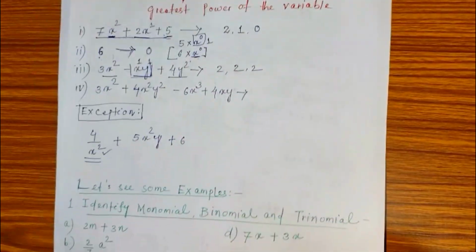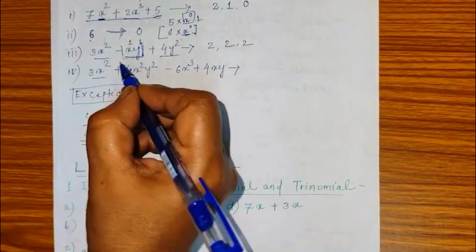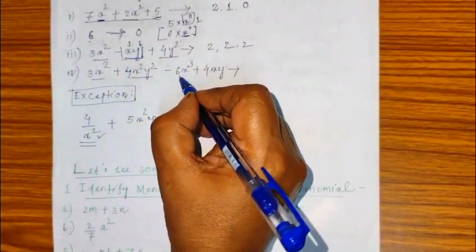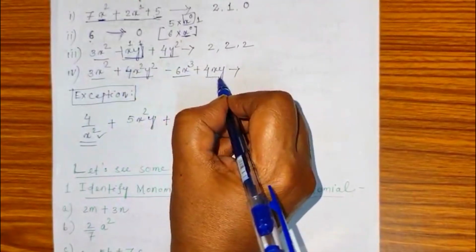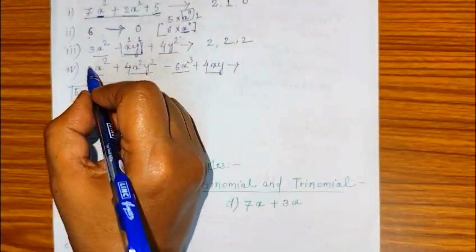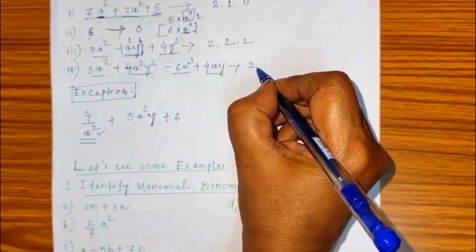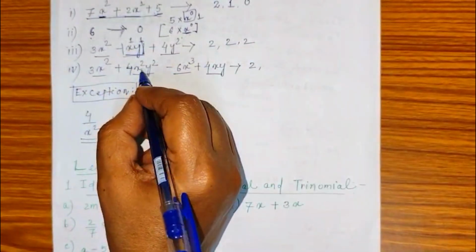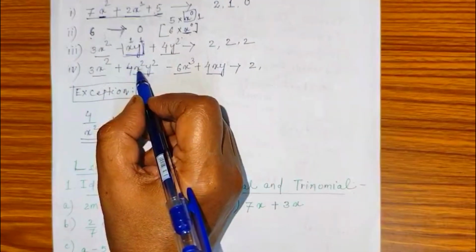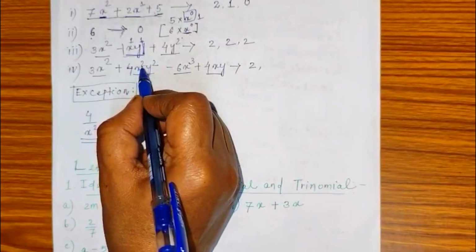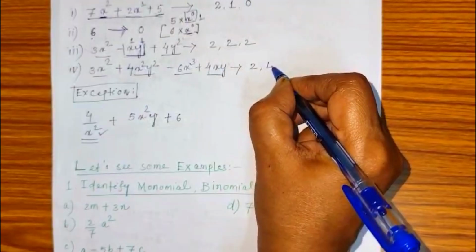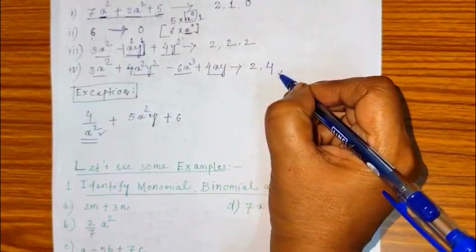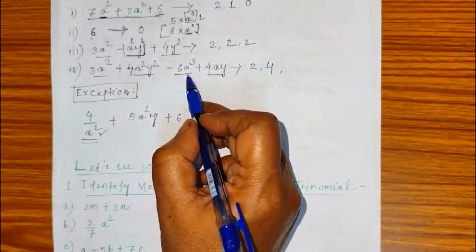Let's see the next one. 3x square plus 4x square y square minus 6x cube plus 4xy. See here, first one the power is 2. Okay. Next one, if there are two variables, we have to add their powers. So 2 plus 2, nothing but 4. Then x cube.